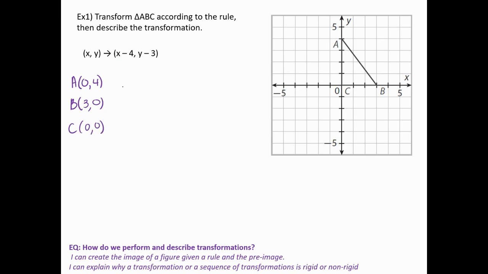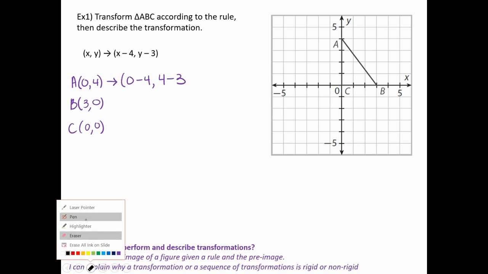If I go through and do this one at a time, I'm going to take my ordered pair for point A and plug in my x and my y, so 0 and 4, into the rule. I'm going to say 0 minus 4, coming right from the rule, matchy matchy. And then 4 minus 3, the second value in my ordered pair, putting that into the second part of my rule.